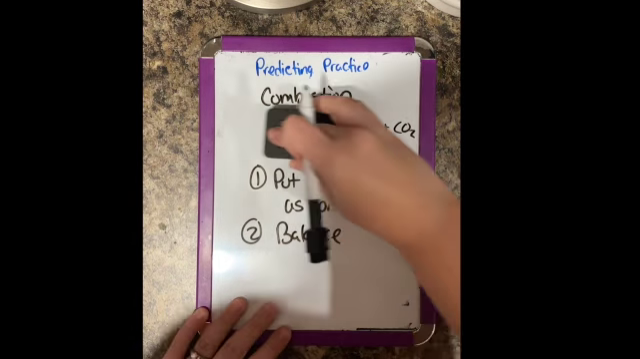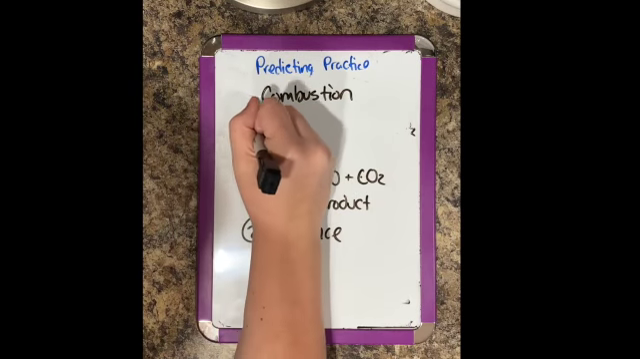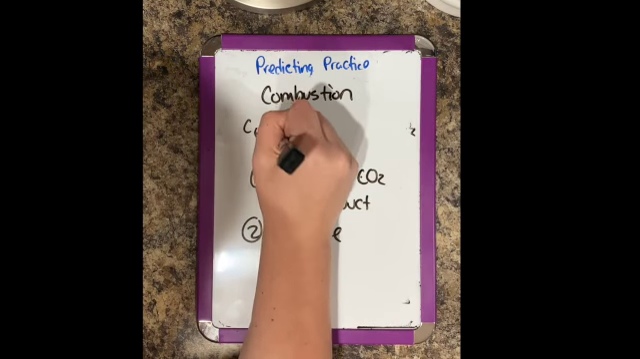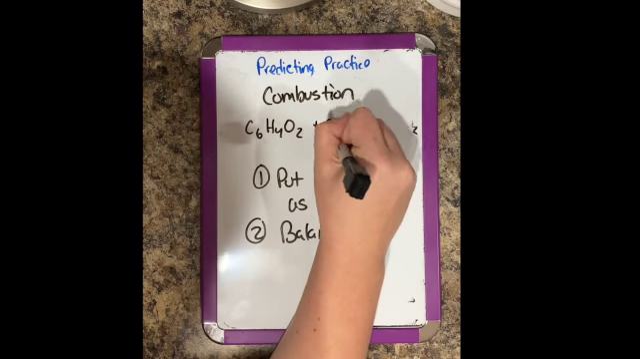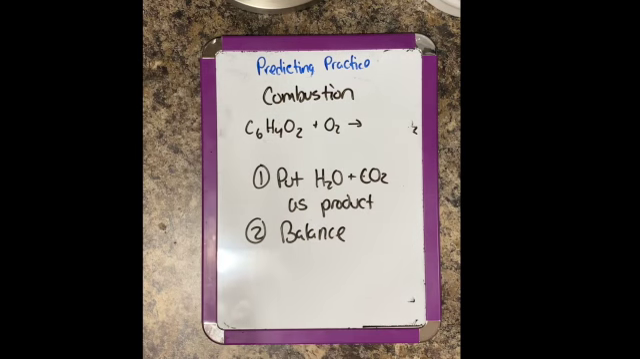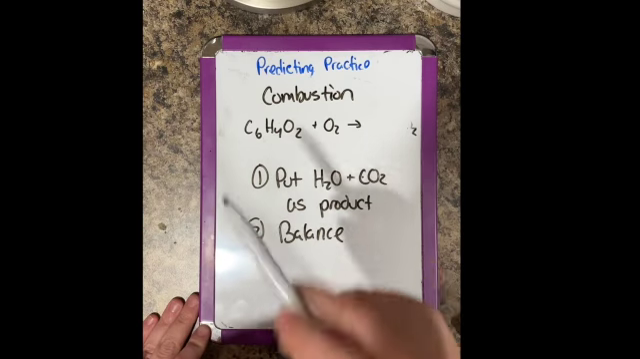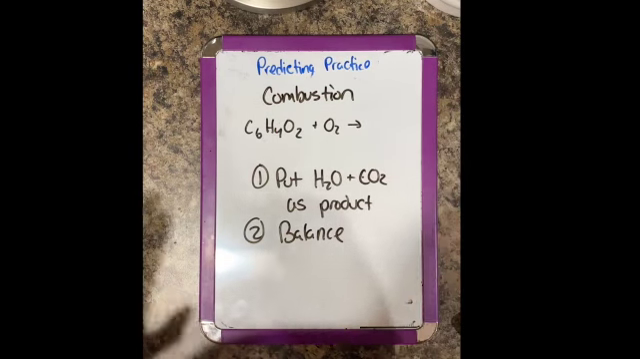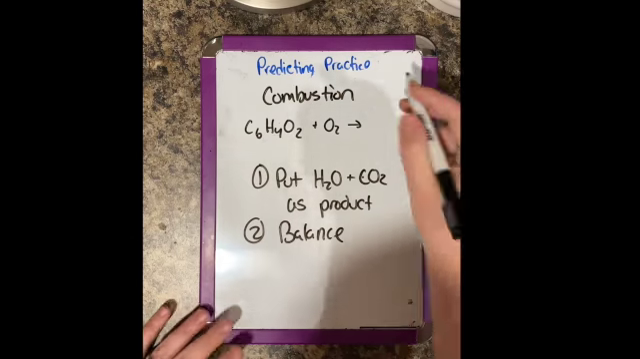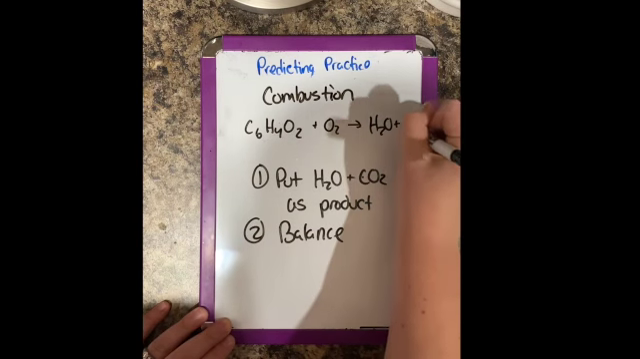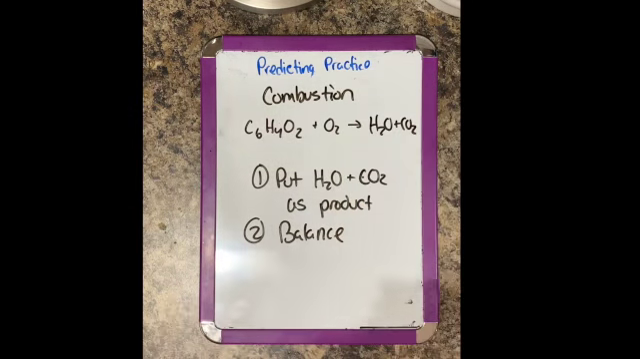So let's do another example. C6H4O2 plus O2 is what? Well, here you have a reaction that only has carbon, hydrogen, and oxygen. So since you know it only has those 3 elements, you put H2O plus CO2, and then you'll balance.